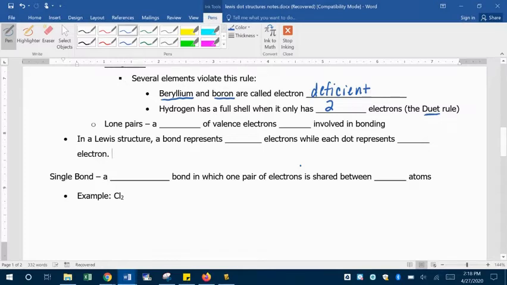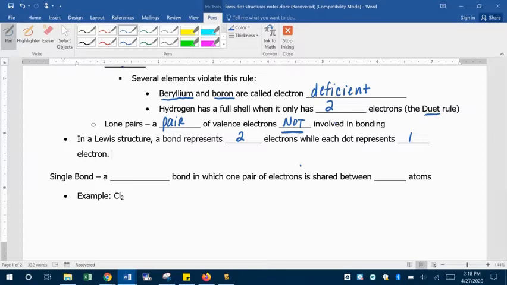Another term I'm going to use is lone pairs. Lone pairs are a pair of valence electrons that are not involved in bonding. So these are just going to be the electrons that fill out the octets of all of our atoms in the bond. So in a Lewis structure, a bond represents 2 electrons, and each dot is only going to represent 1 electron.